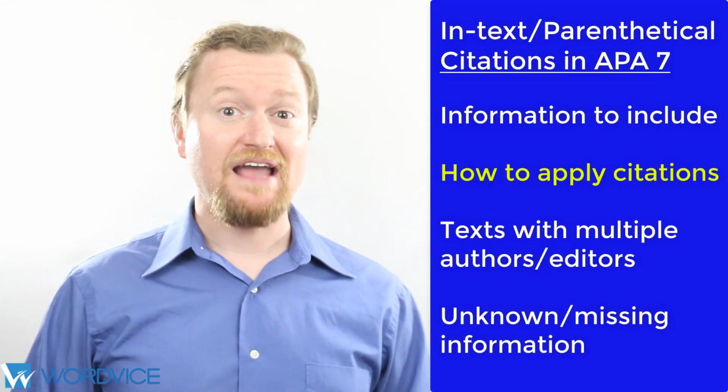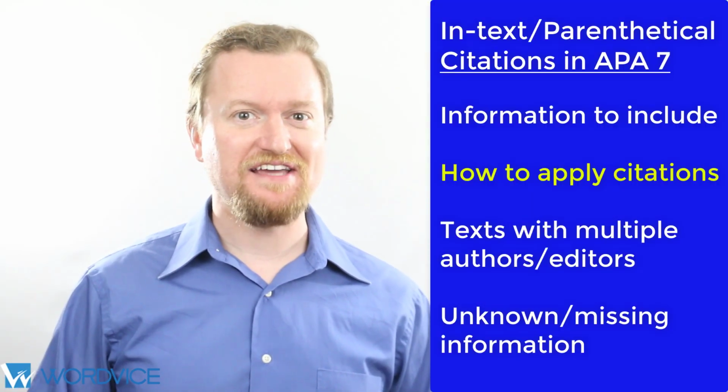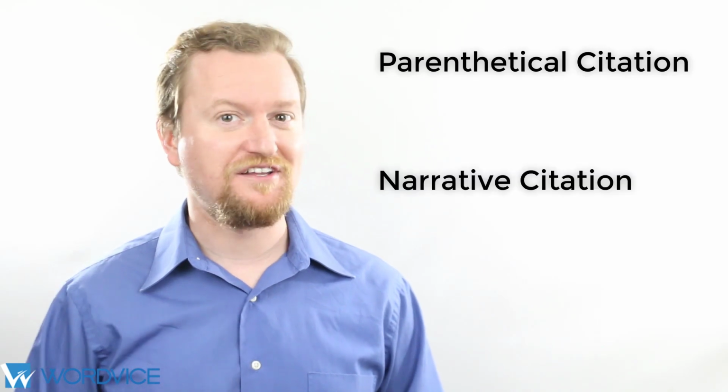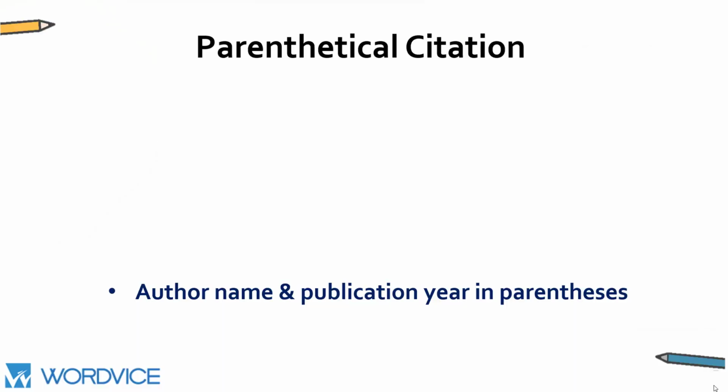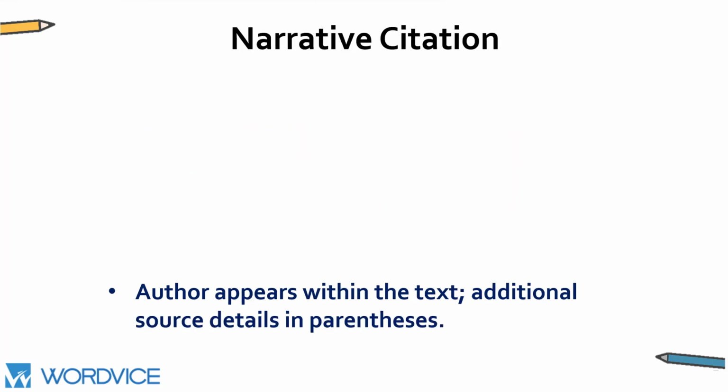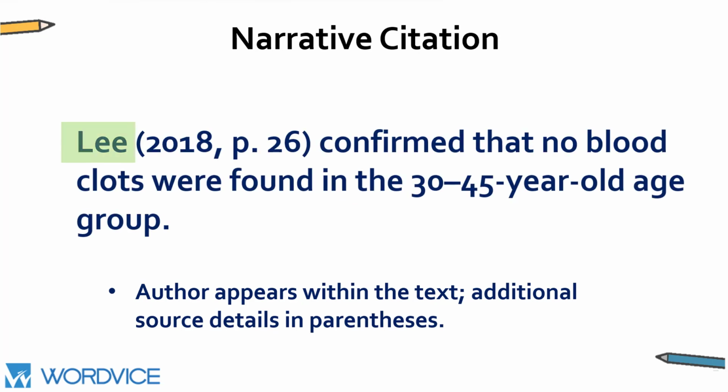You might be wondering, how exactly do I apply the citation in my text? To do this, you can use one of two approaches for a given reference to a source: parenthetical citation or narrative citation. A parenthetical citation uses parentheses to contain both the source and the year, along with any additional source details. These citations are most often placed at the end of a sentence, right before the period. For narrative citations, the author's name appears within the text, and the year of publication and other source details appear within the parentheses, directly after the author's name.